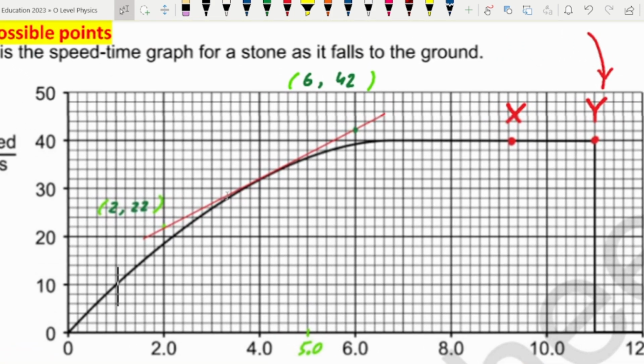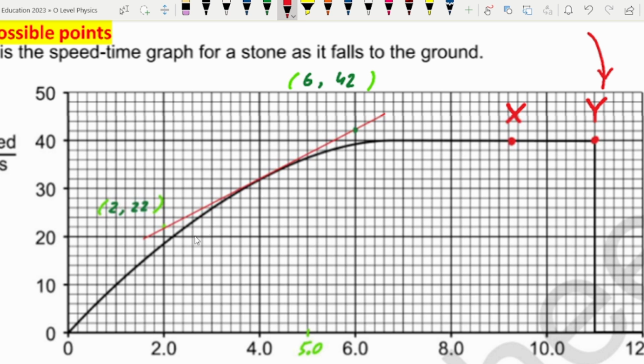Let's zoom it in a bit. So a tangent is a line that should be touching the curve only at the mentioned point. So this red line touches the curve at 4 seconds only. There should not be a dramatic difference. It should appear that it is touching the curve only at the mentioned point.